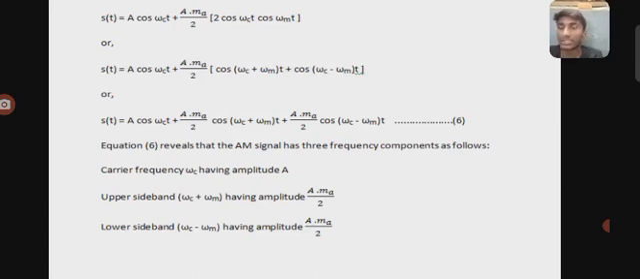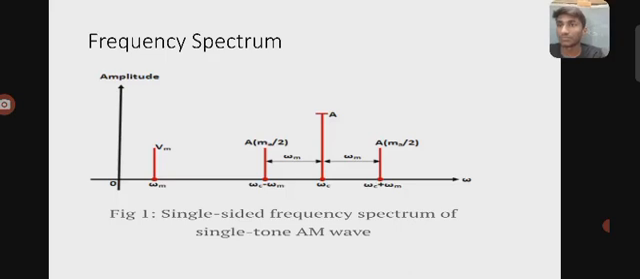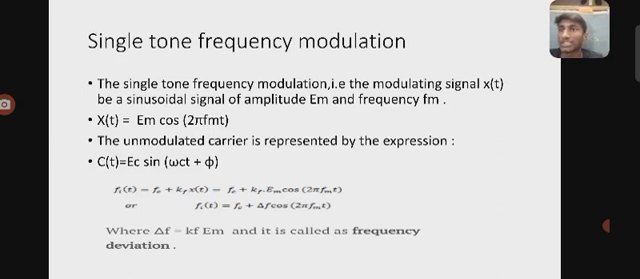In general, we have the upper sideband, lower sideband, and carrier frequency in the frequency domain spectrum, where the upper sideband is represented by omega c plus omega m, having the amplitude A dot ma by 2, and the lower sideband omega c minus omega m also having amplitude A dot ma by 2, so they have the same amplitude in the frequency domain spectrum. Here you can see the frequency spectrum of the time domain equation of our single tone amplitude modulation signal.